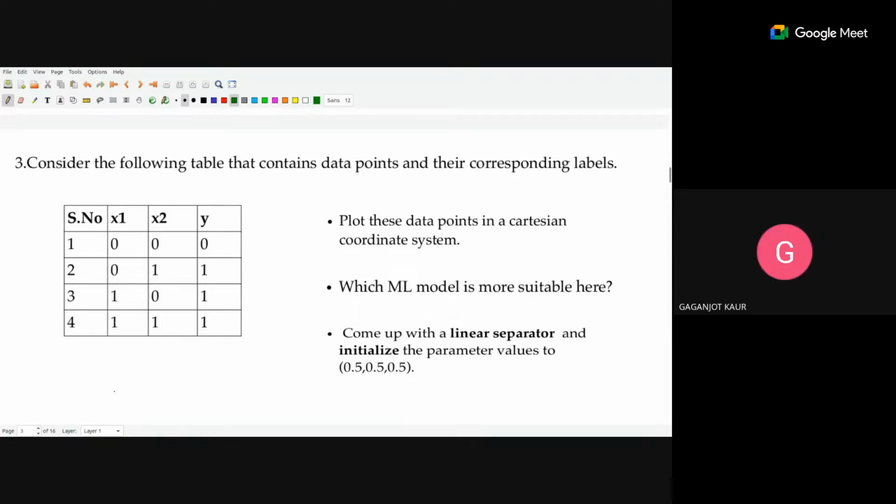Are x1, x2, y features or labels? Y is the label, and these two are the features. Usually x1, x2, x3, x4 to xn are the inputs, and y we usually represent as the output. So the x's are features and y is the output.